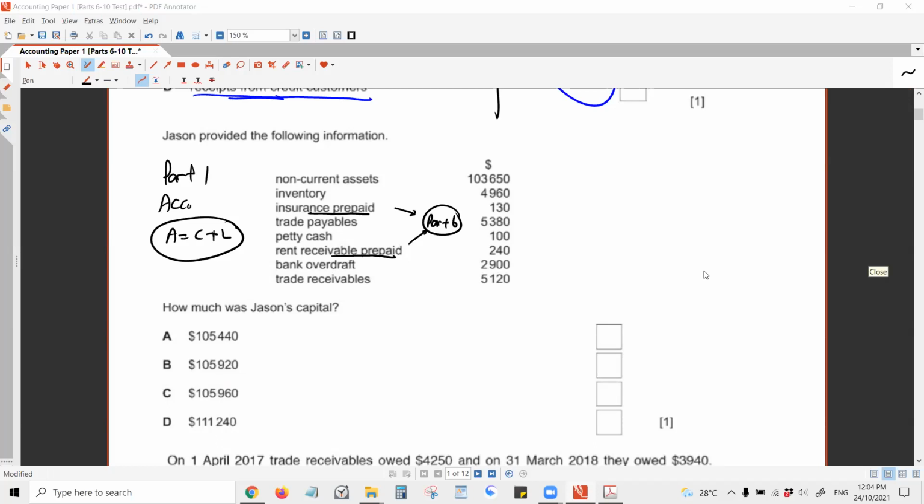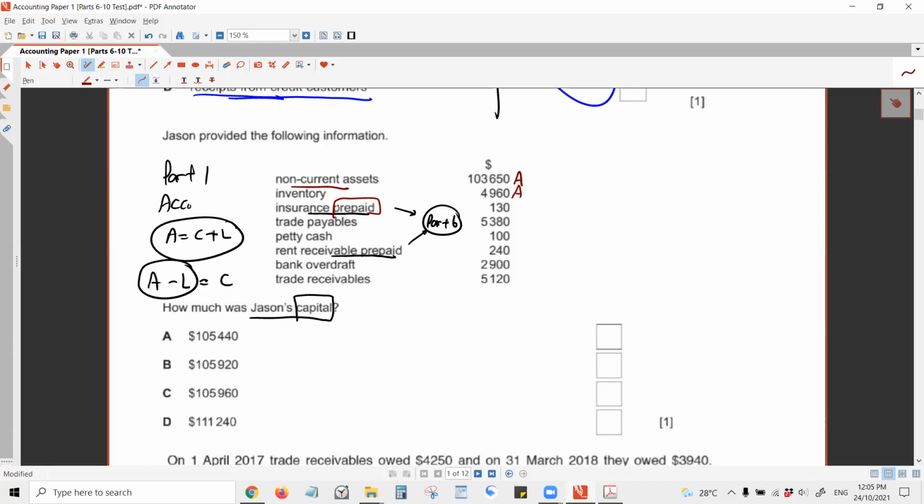Okay, how to get the answer? I have forgotten which one is the answer. Let's see. How much was Jason's capital? They asked us to find the C, so A minus all the L. Agree? A minus all the L. Unless you identify it wrongly, then you cannot get the answer. NCA, asset, always right, asset. Inventory, asset. Insurance, prepaid. Insurance is an expense.